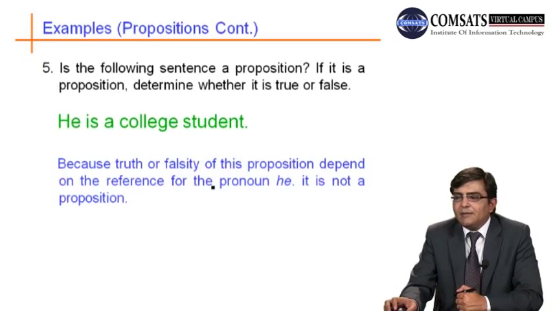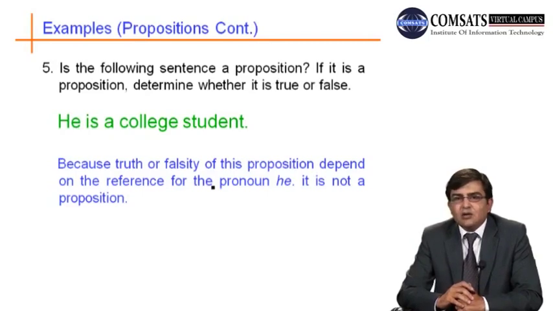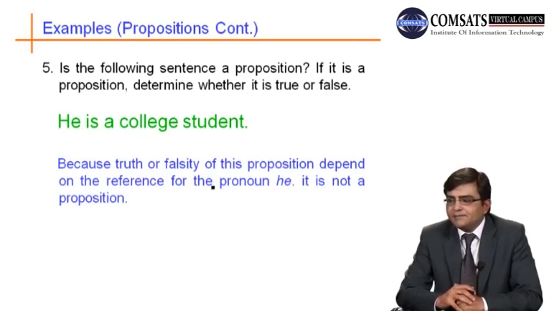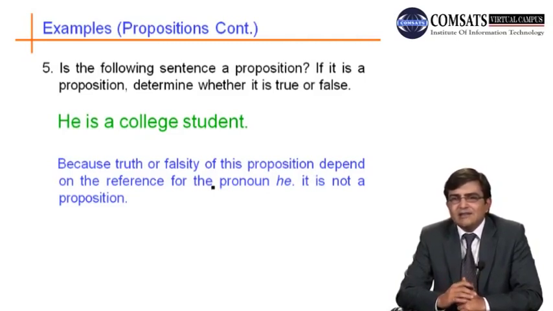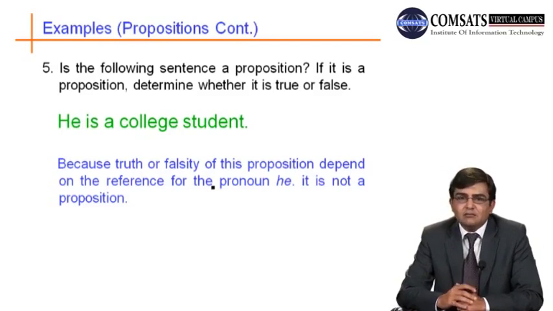Now we take another example. He is a college student. Now in this sentence there is a confusion. Here the pronoun he is not clear, so we cannot say this sentence is true or false. The truth value of this sentence depends on who he is. If he is a boy and he is a college student, then this sentence becomes a statement. But if he is not a college student, then it is false. So there is a confusion in this statement. Therefore this sentence is not a statement.